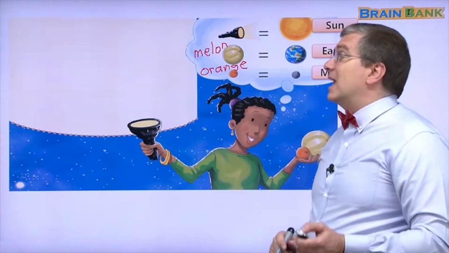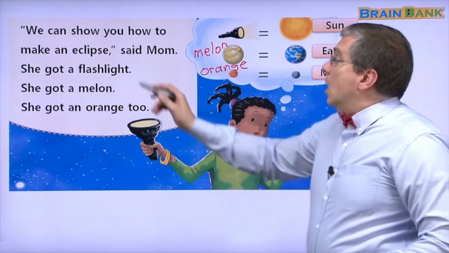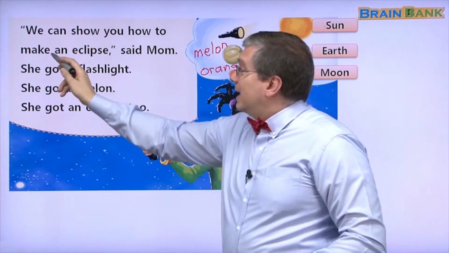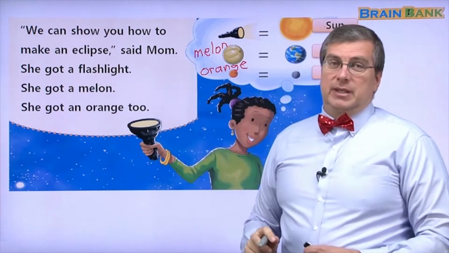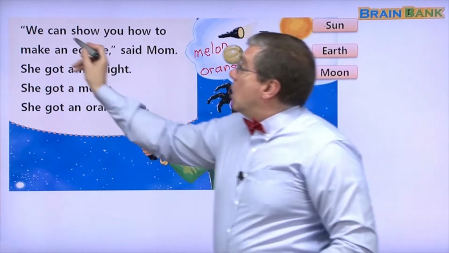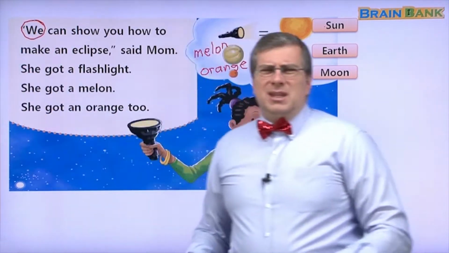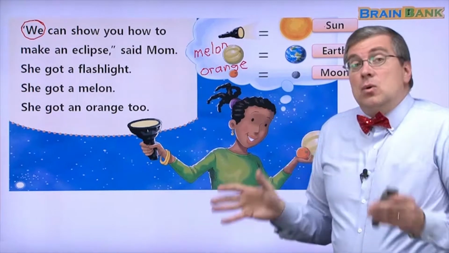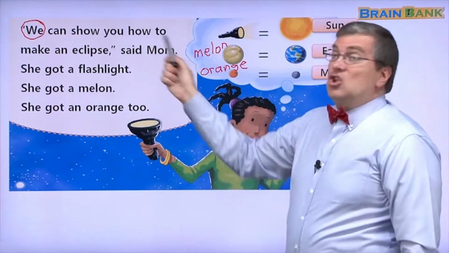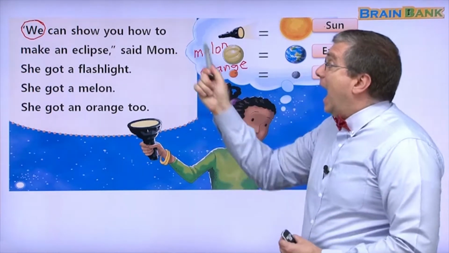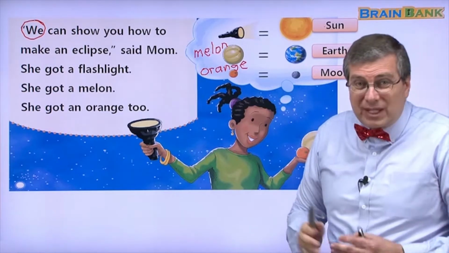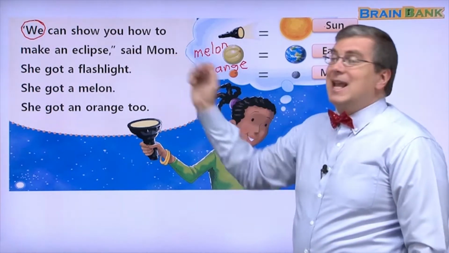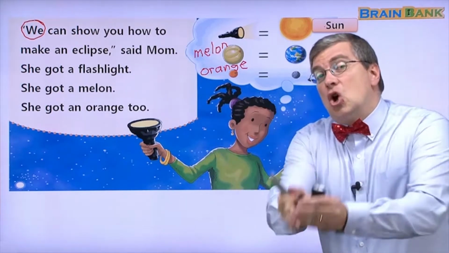Let's read together. We can show you how to make an eclipse, said Mom. We, who is we? Mom and Dad. We can show you how to make, how do we make an eclipse? We can show you, right?